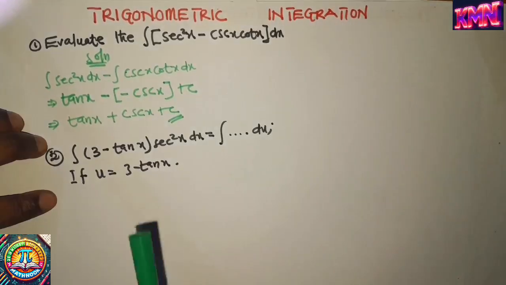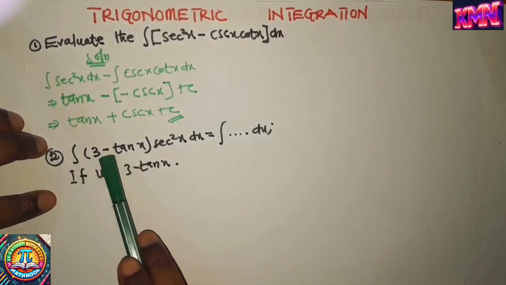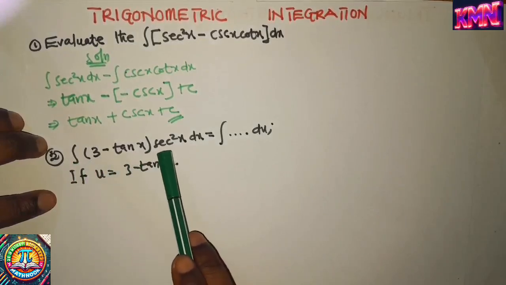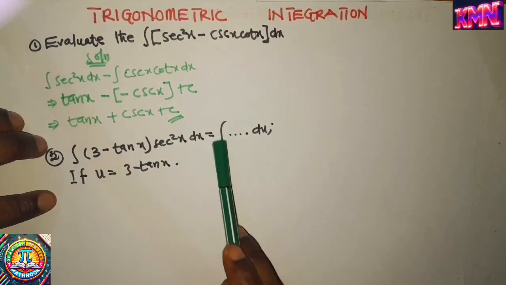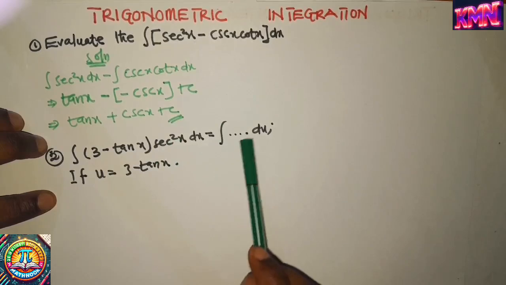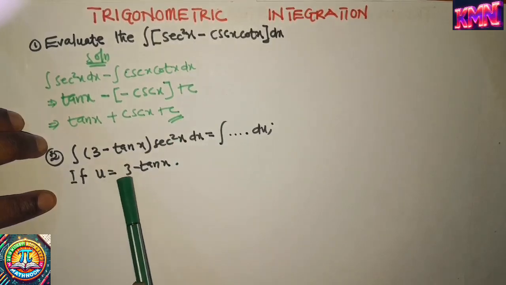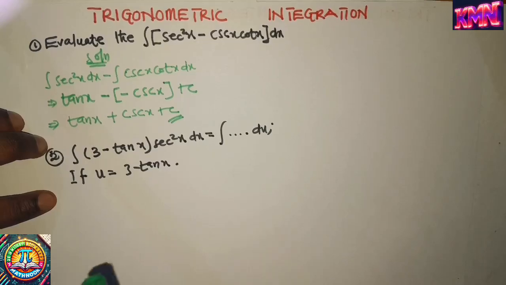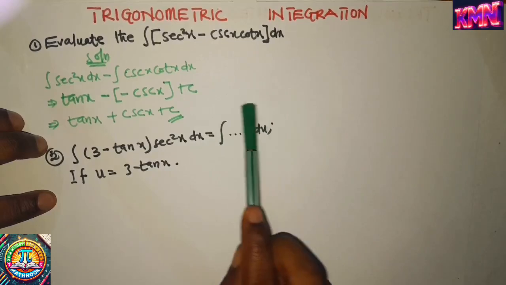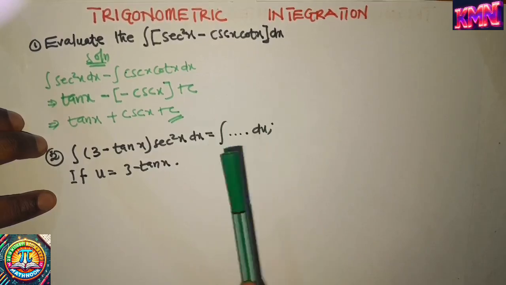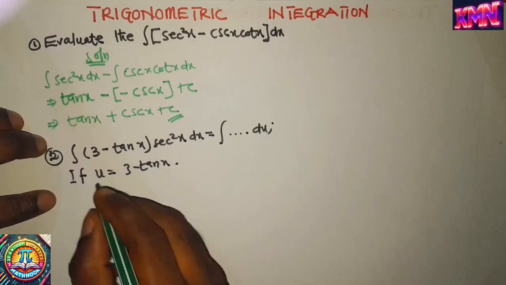In this particular question, the problem says the integral of 3 minus tan x multiplied by sec square x dx equals the integral of a particular integrand du if u equals 3 minus tan x. So we should find a particular integrand which will complete this statement. That's what the question demands us to find. Let's see how we solve it.